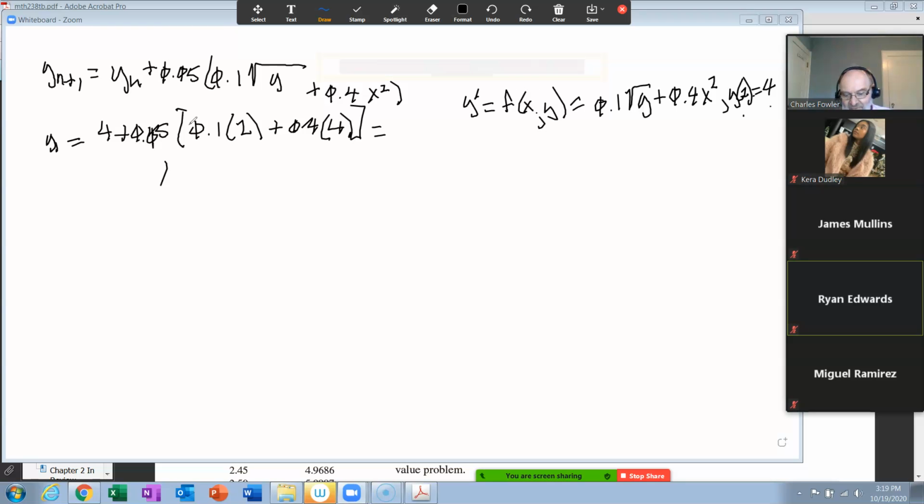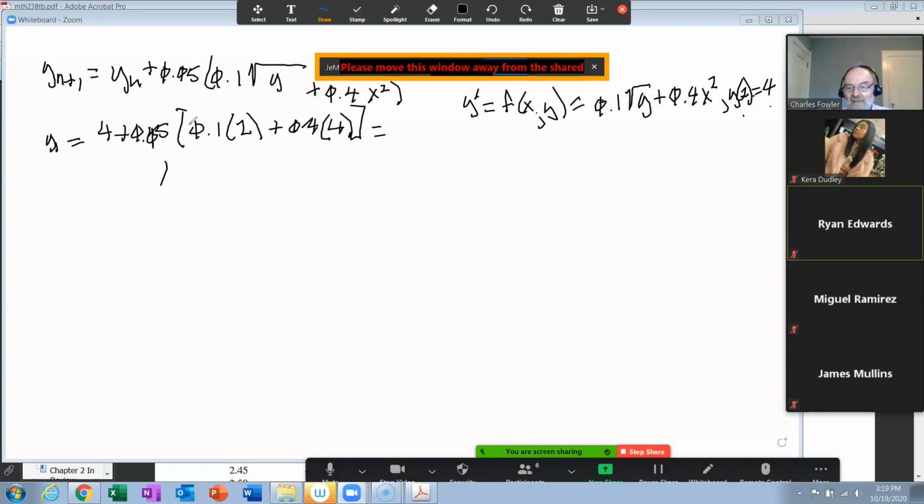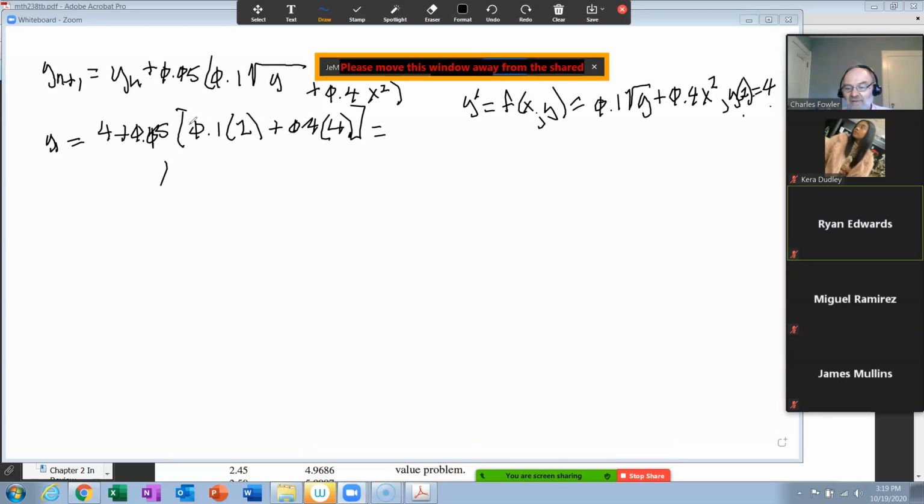Times open... oh, this doesn't have open parentheses. I've got to turn it this way, because that has open parentheses. 0.1, I should have done that one in my head, times 2 plus, and I can do this one in my head, 1.6, close parentheses, equals 4.09. Okay, and that's what they got.